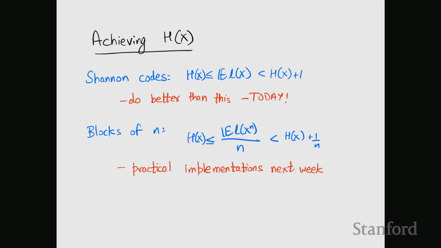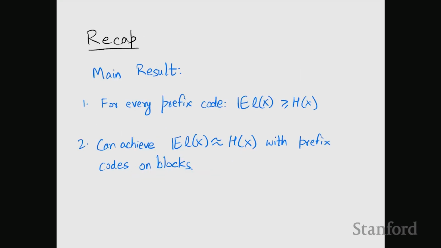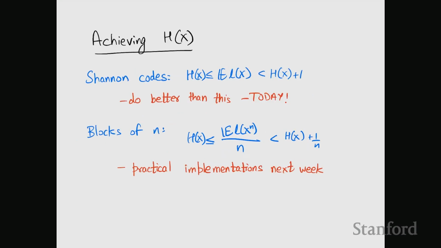Towards the very end of the last lecture, we talked about the achievability part, like how do you actually achieve this, right? So the first thing we did was we took the Shannon codes, we know their lengths, we did this calculation with the ceiling function and so on. And what we got was that the expected length for the Shannon code is sandwiched between entropy of X and the entropy of X plus 1.